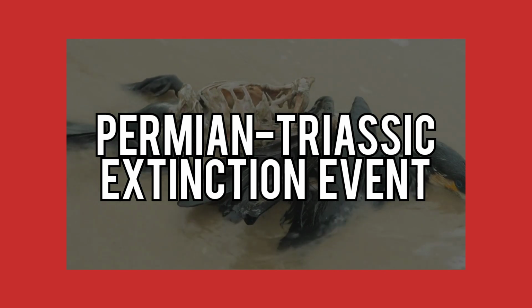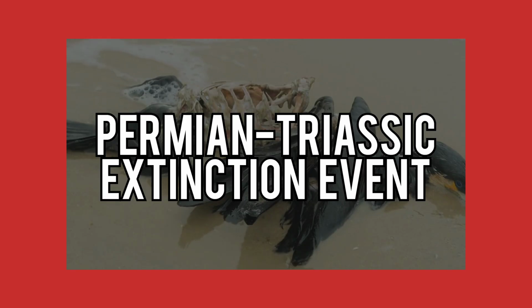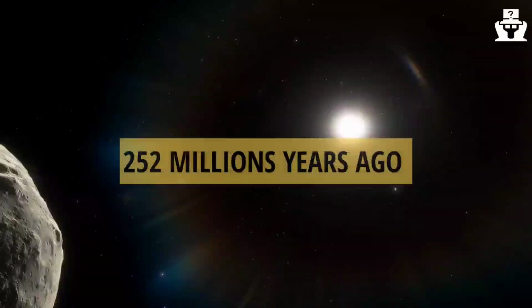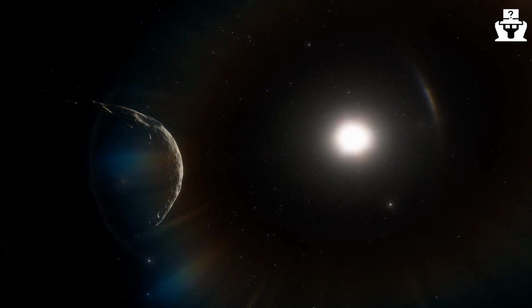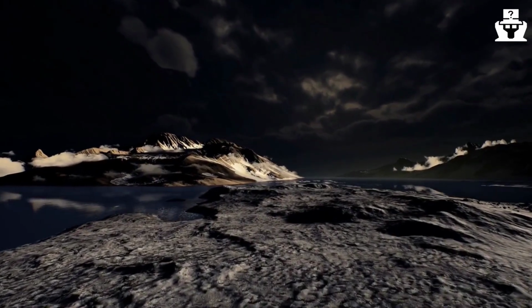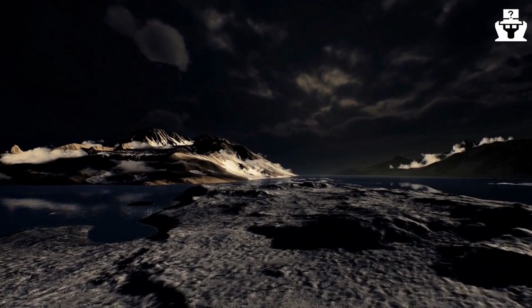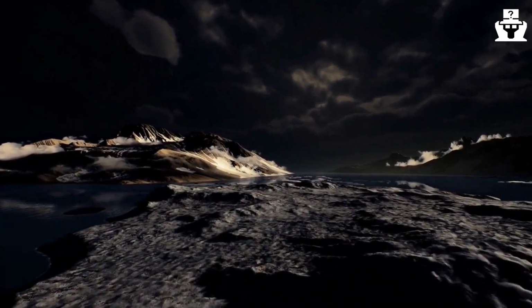The Permian-Triassic extinction event, also known as the Great Dying. This event occurred approximately 252 million years ago and is considered to be the most severe extinction event in Earth's history, with over 90% of all marine species and 70% of terrestrial vertebrate species going extinct.